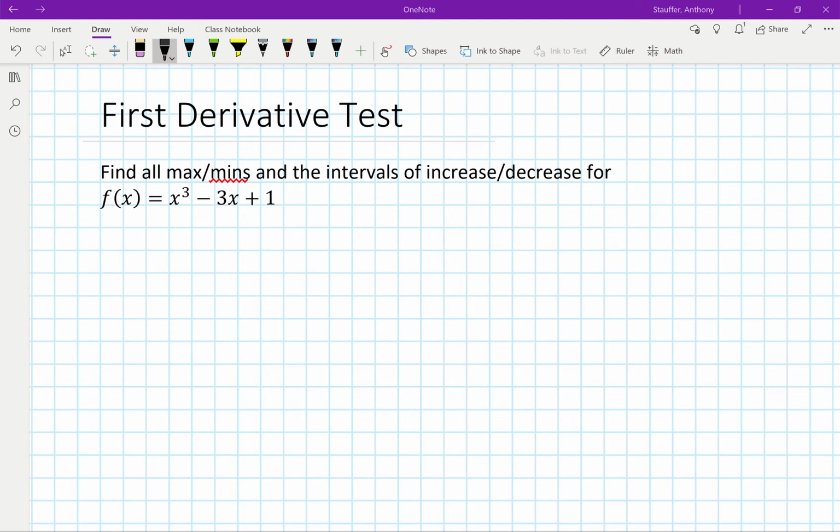So now let's start to apply some of this knowledge. We want to find all the maximums and minimums and the intervals of increase and decrease for f of x equals x cubed minus 3x plus 1. Since we're looking for those intervals of increase and decrease and max and mins, we were just talking about how that all comes down to the first derivative.